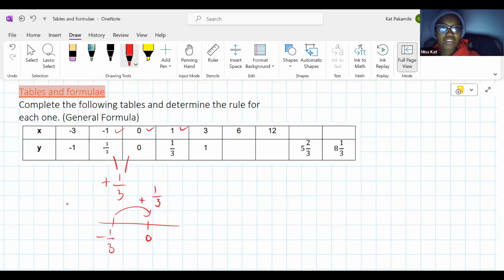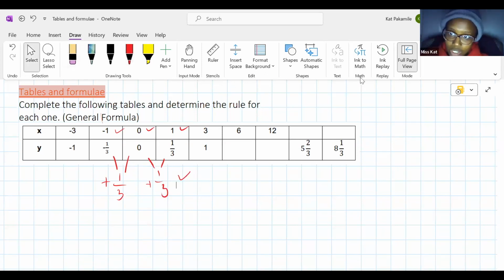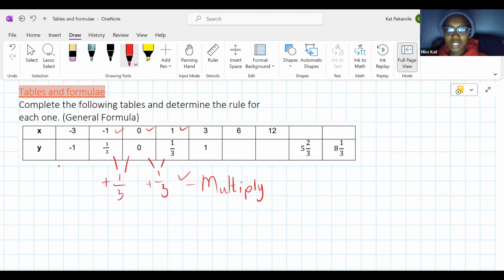And then to get from 0 to 1/3, how much am I adding? I'm still adding 1/3. So we do indeed have a common or constant difference, right? So now we have to figure out our general rule for this table. We're going to use that common difference as a multiplier. Who remembers what a multiplier is? I'm not using TN because we're not doing number patterns. Who remembers what a multiplier is?